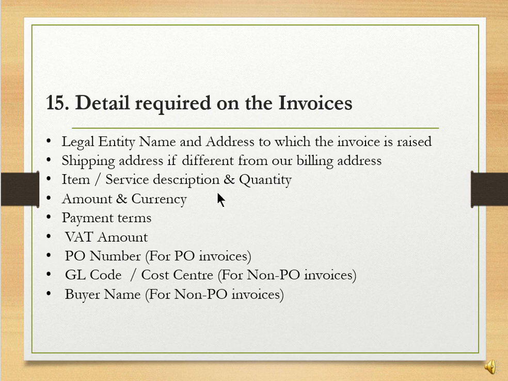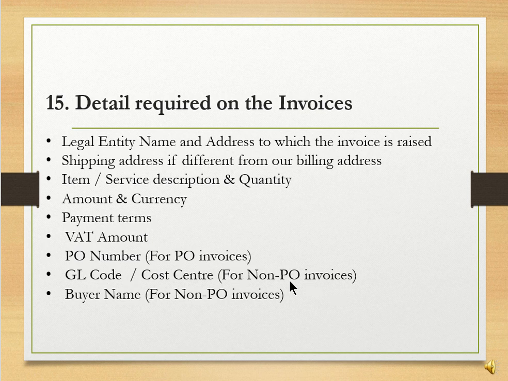Item and service description and quantity have to be mentioned in the invoice. Amount and currency should be there. Payment terms which are agreed with the vendor should be mentioned. VAT amount, I mean the indirect tax that is applicable for the respective countries, should be mentioned in the invoice. PO number, in case it is a purchase order invoice, then PO number is a mandatory requirement.